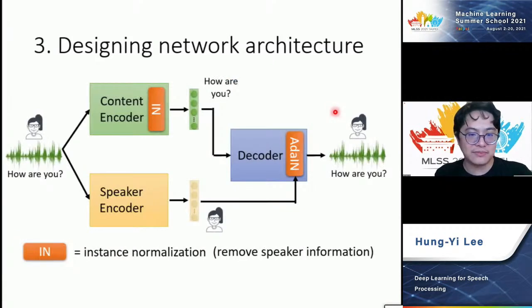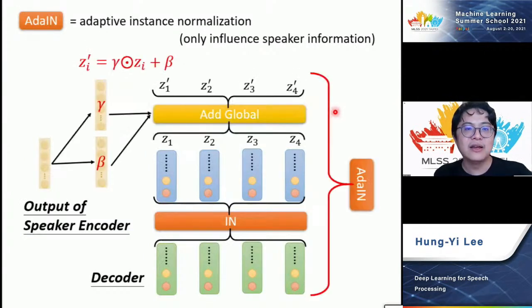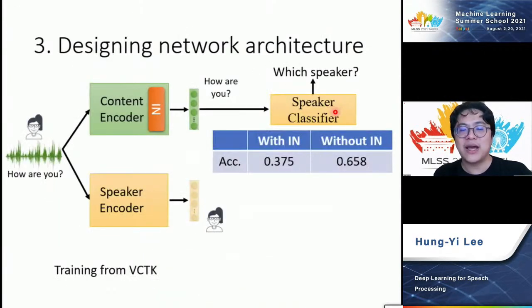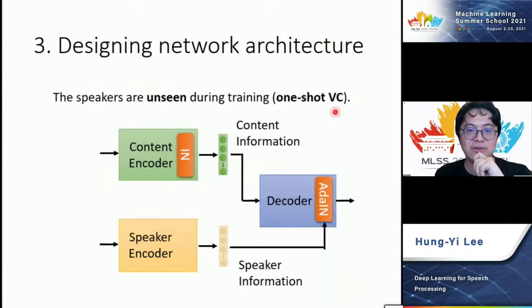Due to time limitation, I would like to skip this part. The take-home message here is that there are ways to design your network architecture to remove the speaker information or preserve the speaker information. I just want to tell you that if you have some domain knowledge about the problem, you can even design your network architecture to achieve speaker disentanglement.